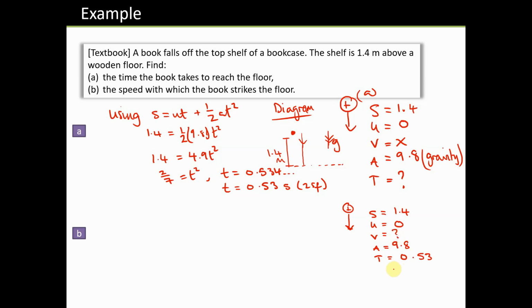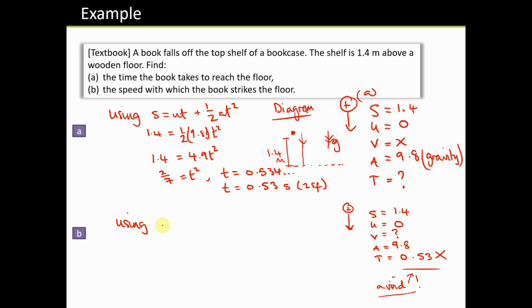Always avoid using the value you've just found, and there are 2 reasons for that. 1, we've rounded it to 2 significant figures, so it's not as accurate as it could be. And 2, we could have got it wrong. And if you get it wrong and then use it in your next calculation, you will get this next answer wrong. Sometimes you're forced to do it, but in this case we have the information, so I'm not going to use this. I'm going to use S, U, V and A because these are values they've given me, so I can't go wrong with these numbers.